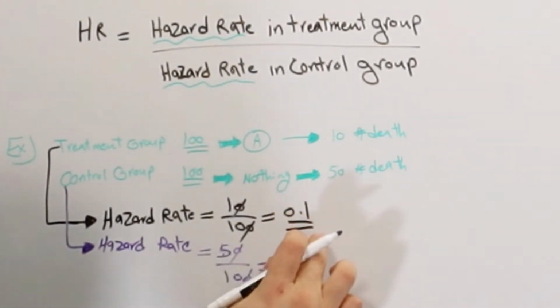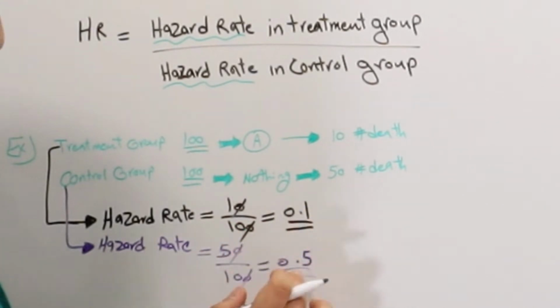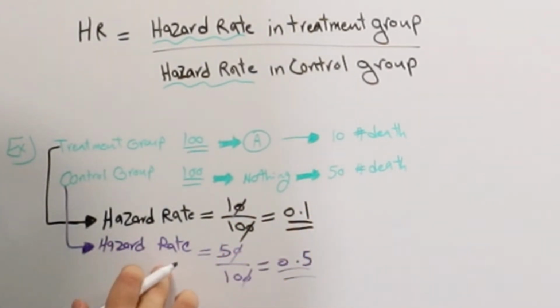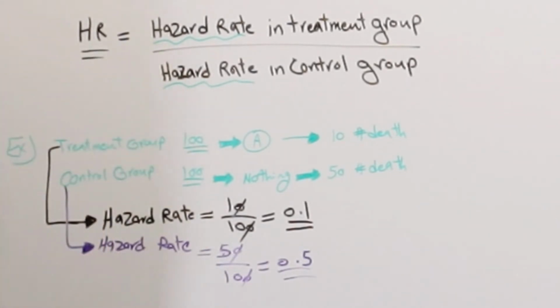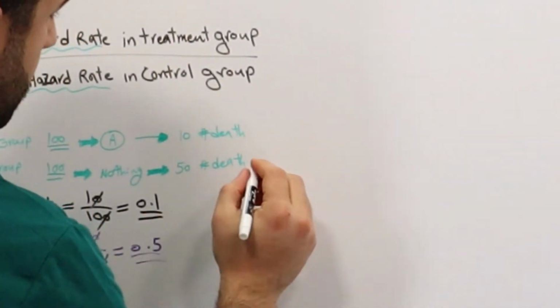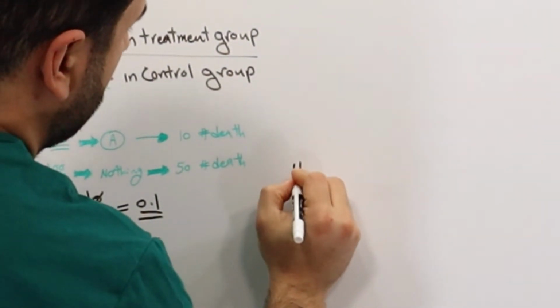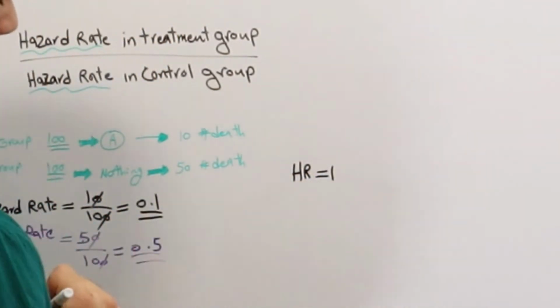After calculating the hazard rate, we take the hazard rate in the treatment group, dividing over the hazard rate in the control group, and that's how we find the hazard ratio. There are 3 conclusions after completing this step. Conclusion number 1 is basically hazard ratio is equal to 1.